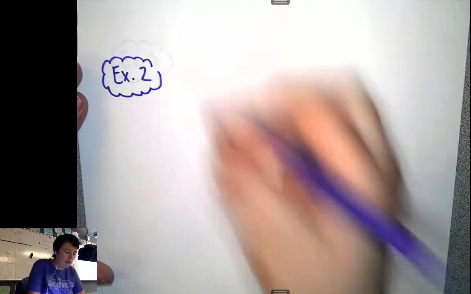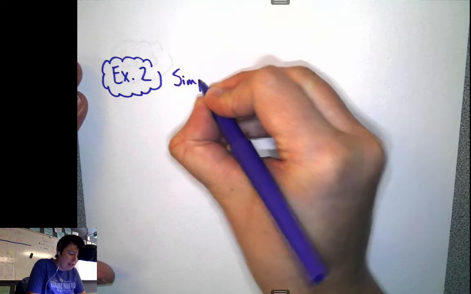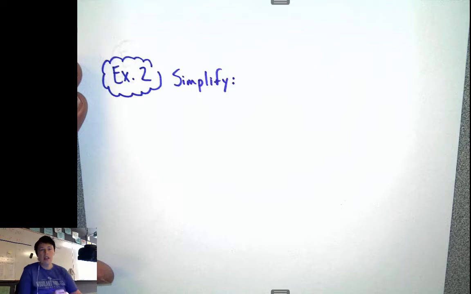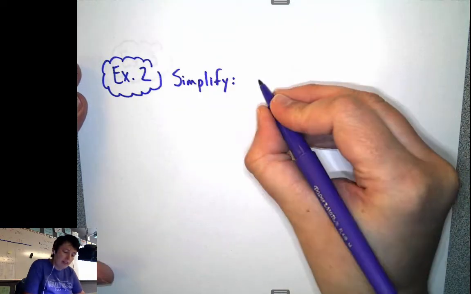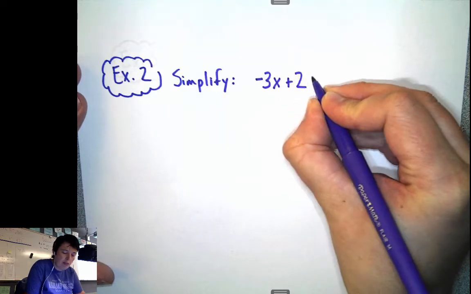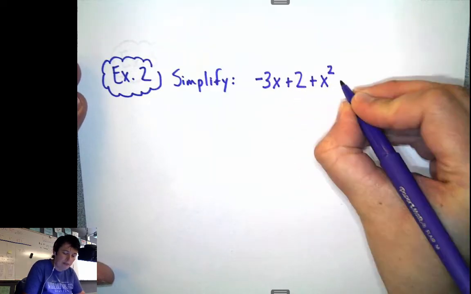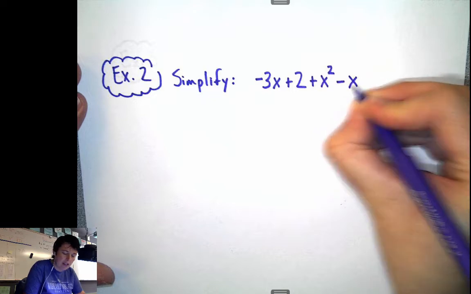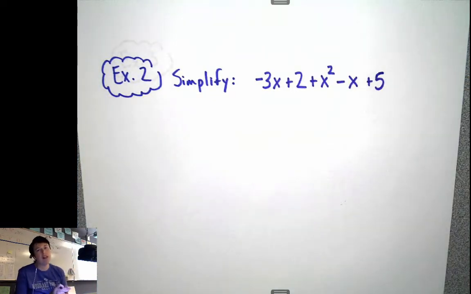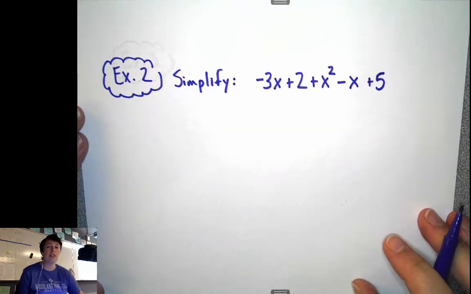And for example 2, we are going to simplify. Let's do something maybe slightly more complex. Why don't we simplify negative 3x plus 2 plus x squared, take away x, plus 5. We're going to go through our steps. So first step, rearrange, put the like terms together.